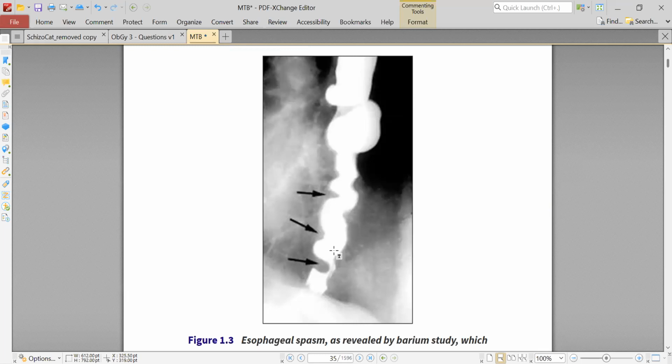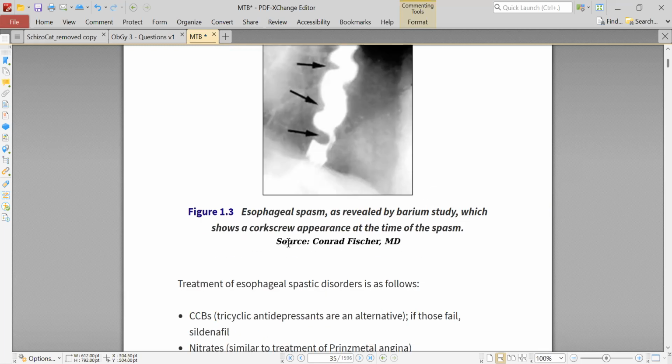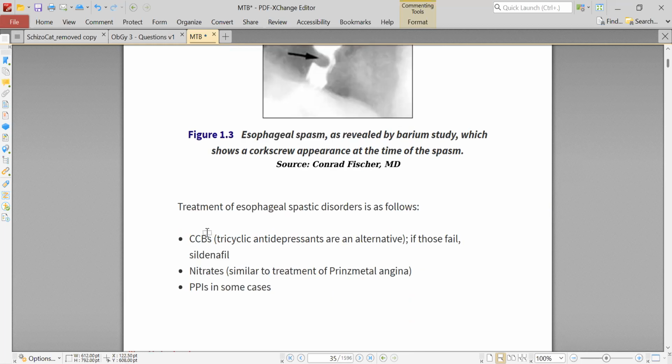So this is the esophageal spasm seen in the barium study, which shows a corkscrew appearance at the time of the spasm. So how do you treat this diffuse esophageal spasm or the nutcracker esophagus? First line is calcium channel blockers. If calcium channel blockers are not working, then we can use tricyclic antidepressants and sildenafil also, and nitrates. Calcium channel blockers, nitrates, we should remember, and proton pump inhibitors in some cases.